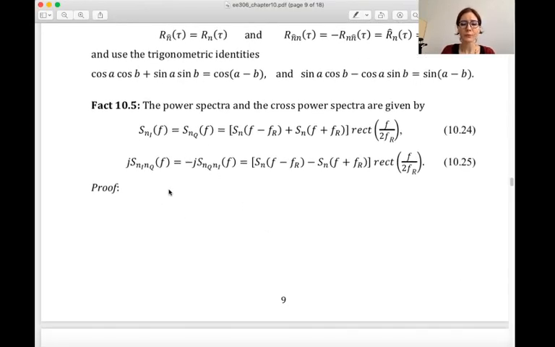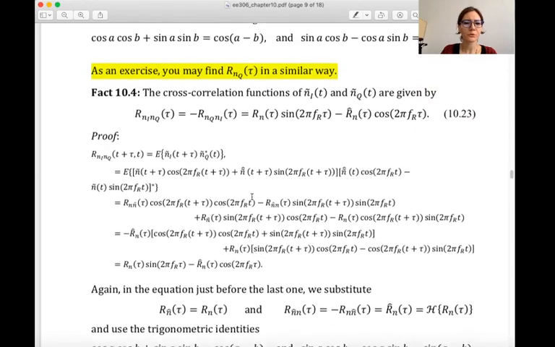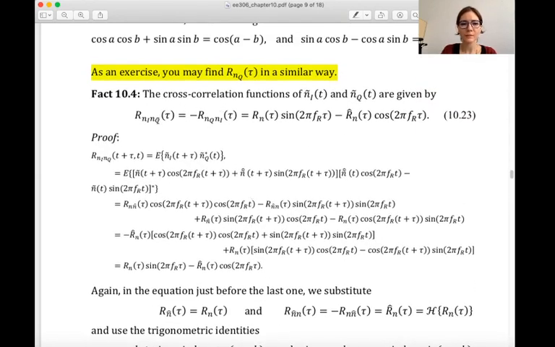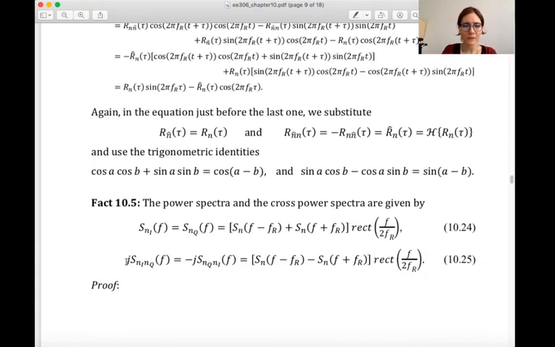Now let's go back to the second expression. We won't prove this one, but it's basically the same idea. So S_NI NQ of f. Basically, to obtain this equality, what you do is quite mechanical. You take this expression for the cross-correlation function, and you simply take its Fourier transform by following similar steps. This j here shouldn't confuse. It just means that if you delete it from here, you would put minus j here. It's a completely imaginary function.